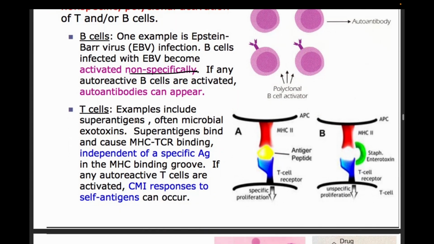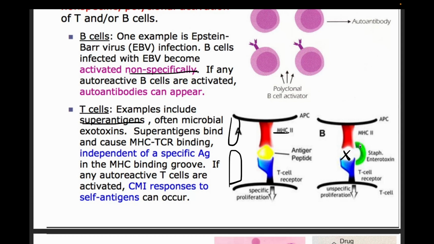For T cells, the example is superantigens. Superantigens can be an exotoxin produced by what? By bacteria. We said that for a T cell to be activated, we need two signals. First of all, we need what? We need the antigen carried on an MHC that binds to the T cell receptor. Then we need a B7 signal which binds to CD28. Okay. But for the superantigen, without the presence of the secondary signal B7 and without the presence of the antigen, there is no antigen as you notice here.